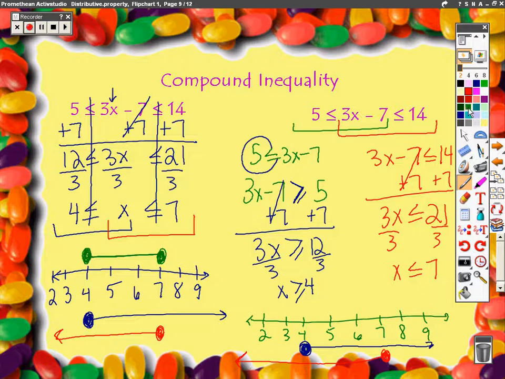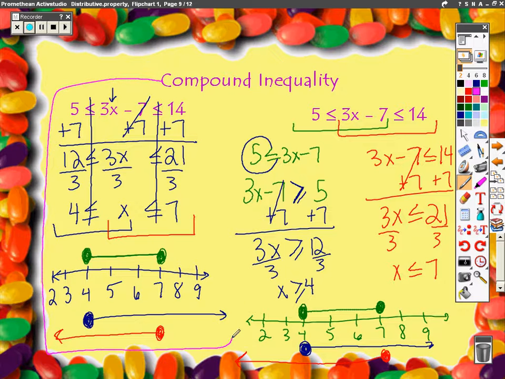So now I'm going to combine them for my final answer. From 4 to 7. And be sure to color them in because they're less than or equal to and greater than or equal to. Two different ways, same answer. The method on the left side, sometimes if you have an x on the outsides, it doesn't work as well. But the method on the right side's always going to help you out. Alright? So you decide a method that works for you, and you do perfect on your tests and quizzes.